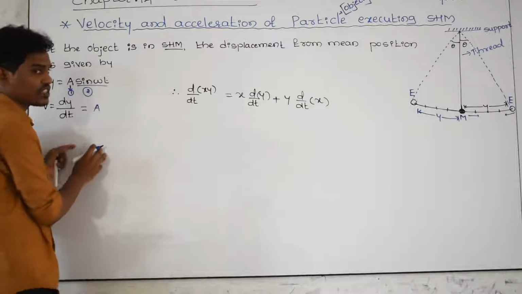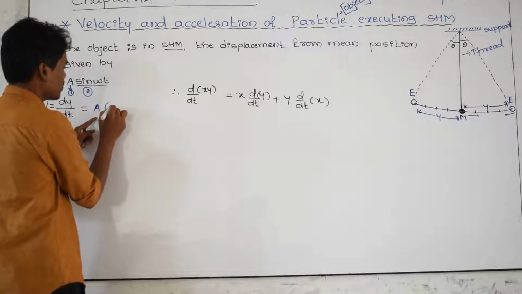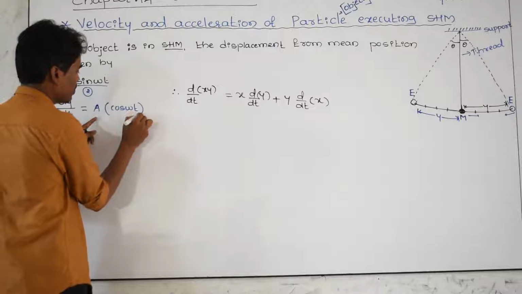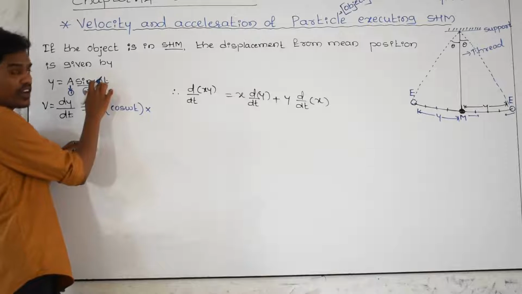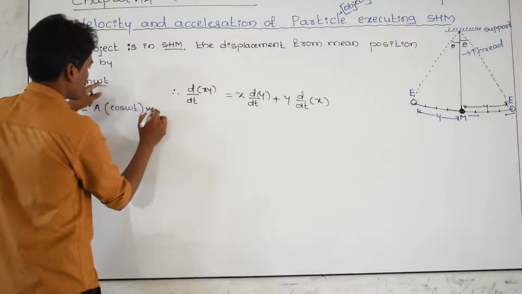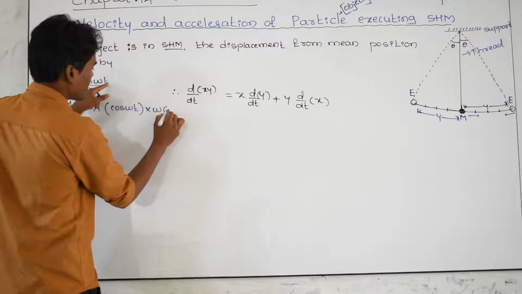Differentiate sin omega t. Differentiation of sin omega t is cos omega t, into differentiation of omega. Keep omega as it is, it is a constant, and differentiation of time with respect to time is 1.